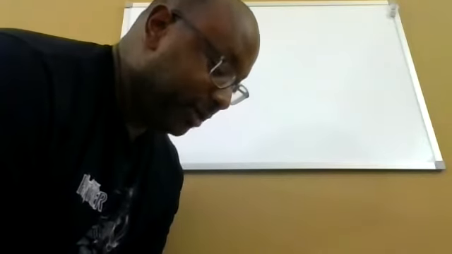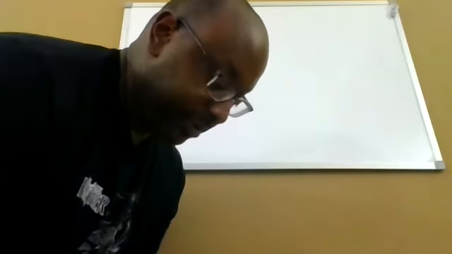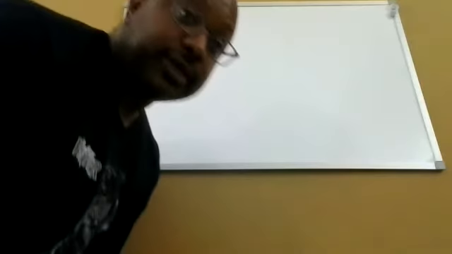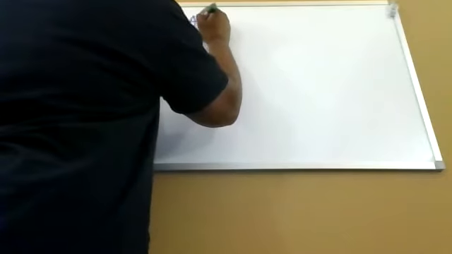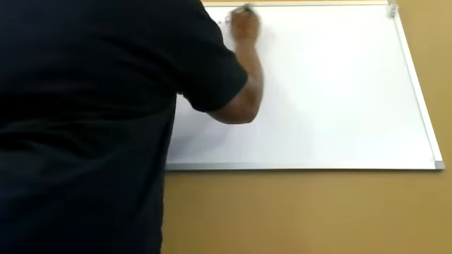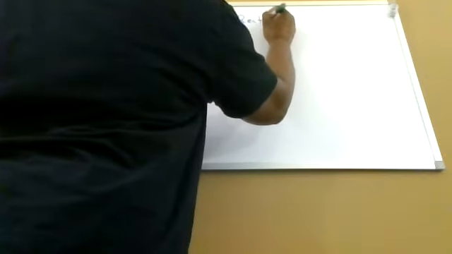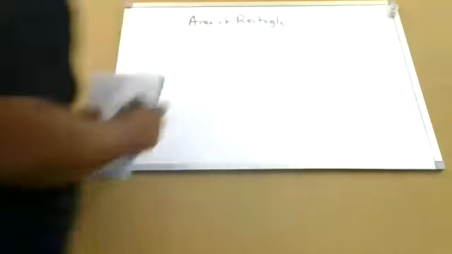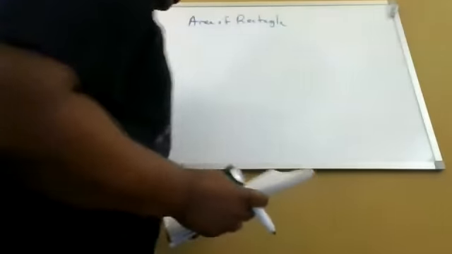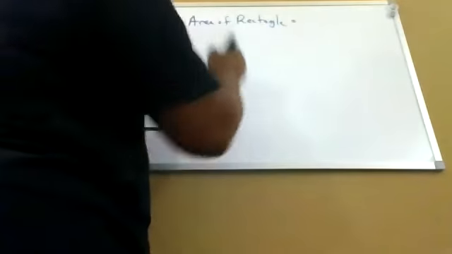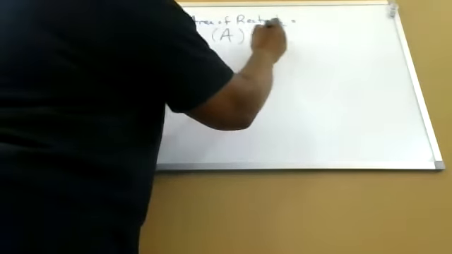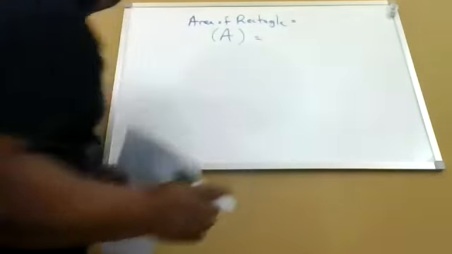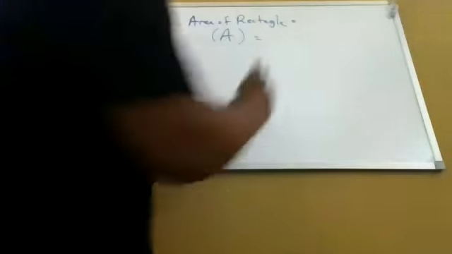First example is how to calculate the area of a rectangle. So let's draw a rectangle and calculate the area of it. Area of a rectangle. Use the letter A for area. A is going to equal length times width.